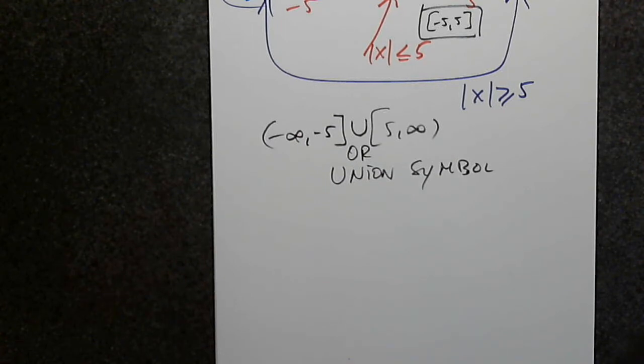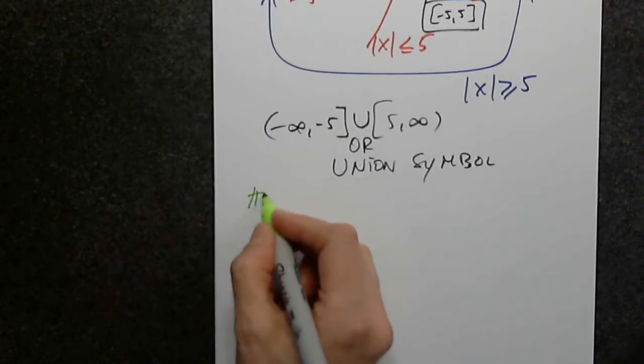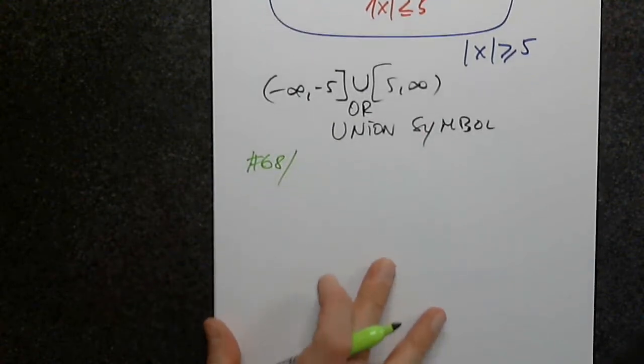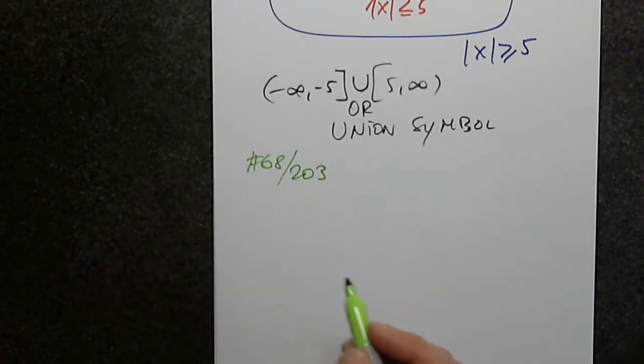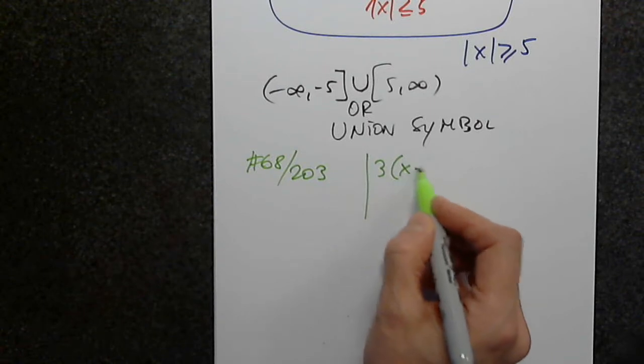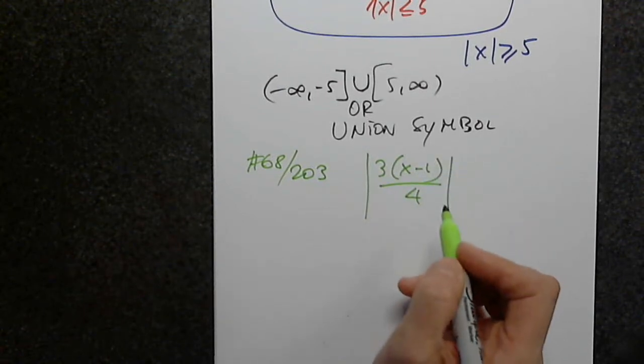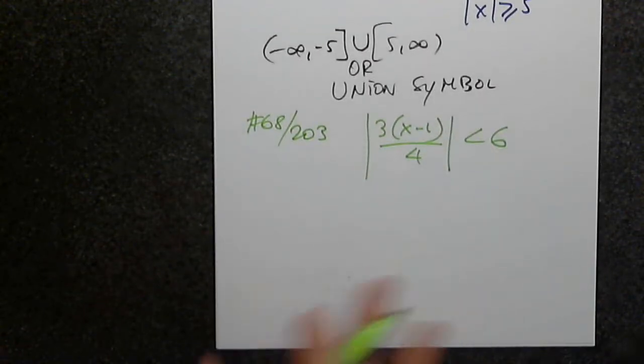Now we are ready for, let's say, number 68 on page 203. 3 times x minus 1 over 4 in absolute value, less than 6. Well, I have to identify what type it is. What type is it? Because there are two types, the one with less than or the one with greater than. This is a less than.